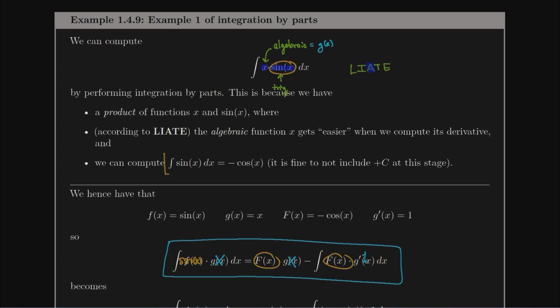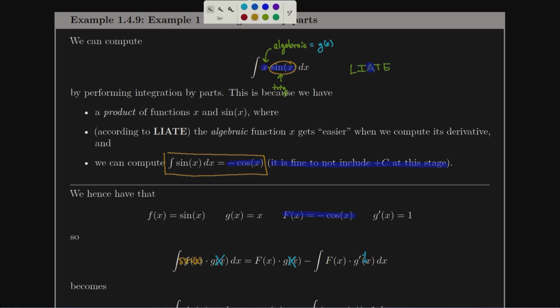So let's go ahead and compute that antiderivative of sine as negative cosine. And I do mention it's quite all right to not include the plus c at these antiderivative stages. It's just going to get in the way if we include them. So just drop your plus c's when you're computing these capital F's. So we have that capital F is negative cosine of x, which means at these two places, I'm going to replace capital F with negative cosine x and negative cosine x.